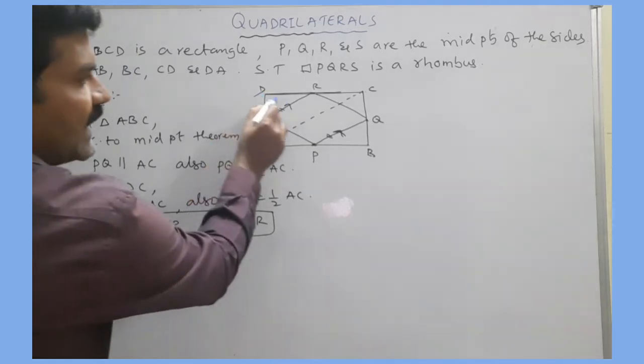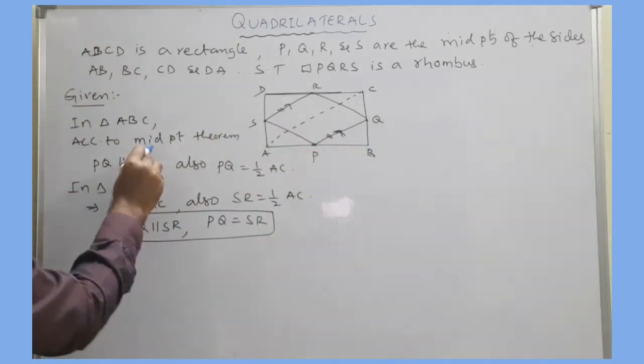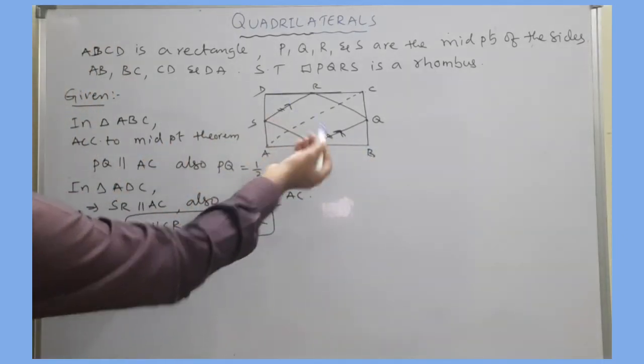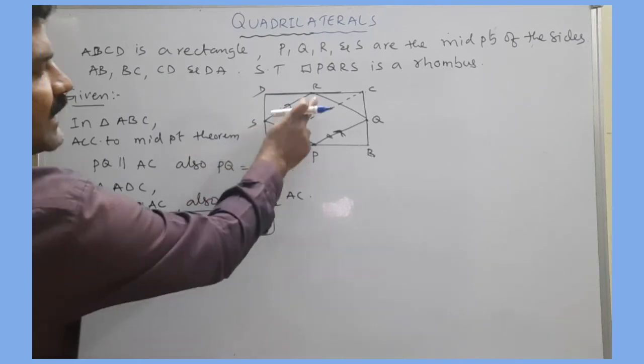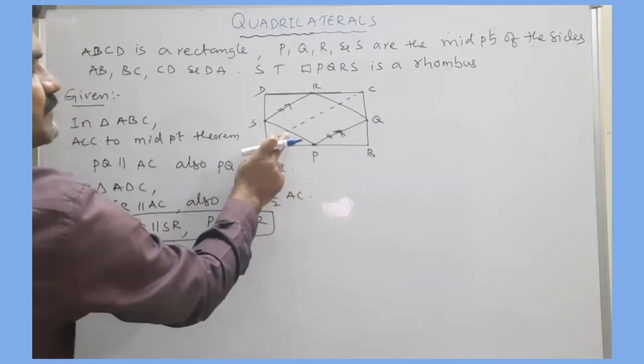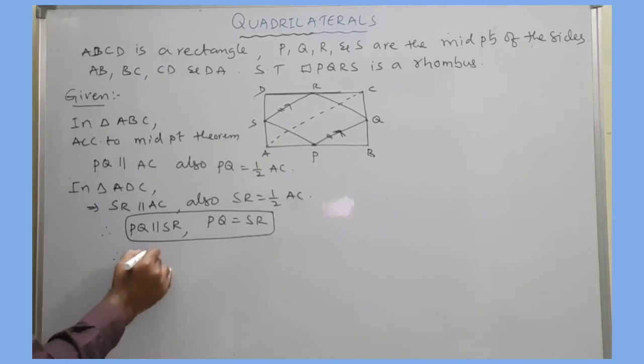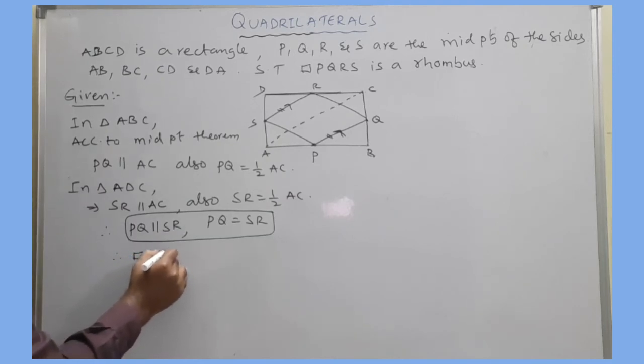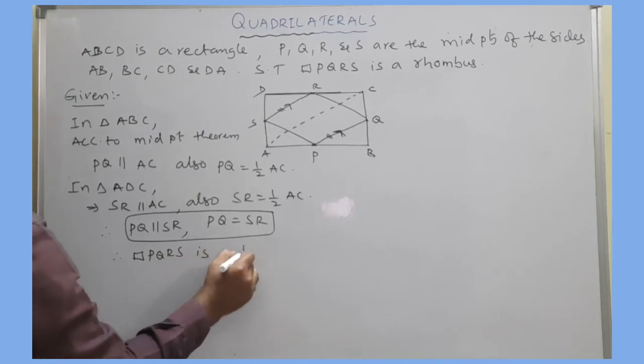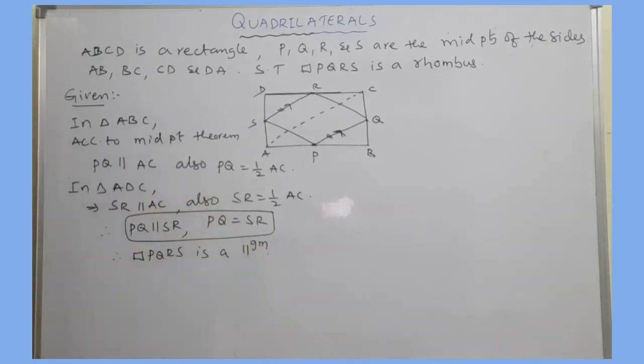Actually, by joining the diagonal BD and repeating the midpoint theorem, we can prove that SP is parallel to RQ as well as SP is equal to RQ. Then opposite sides are parallel as well as equal. Therefore, we can declare that quadrilateral PQRS is a parallelogram first of all. But we have to prove it as a rhombus, no?